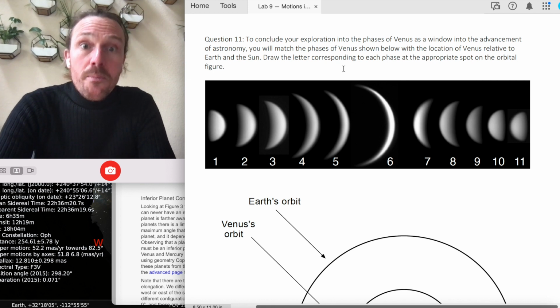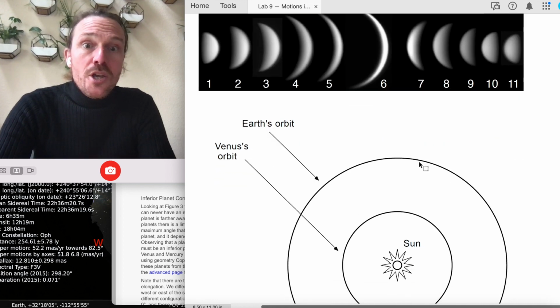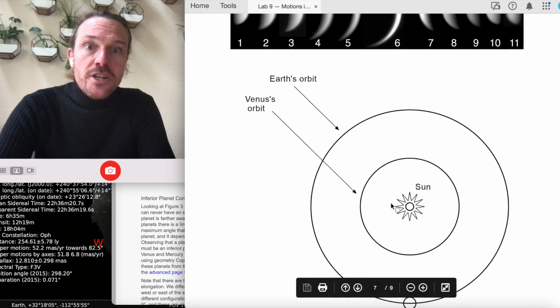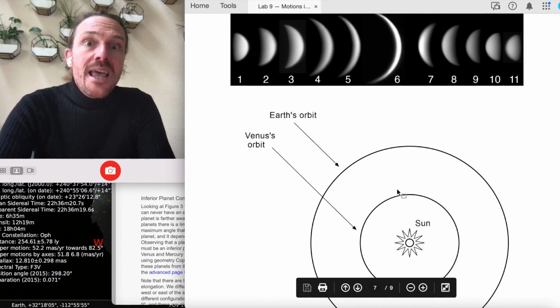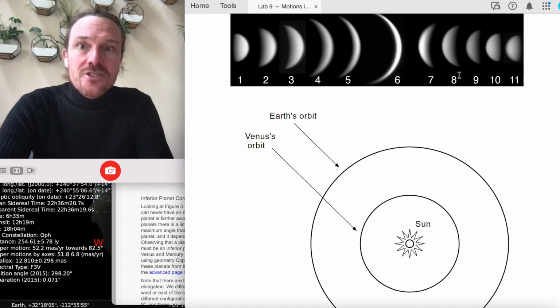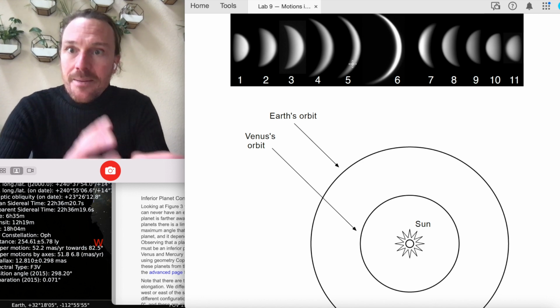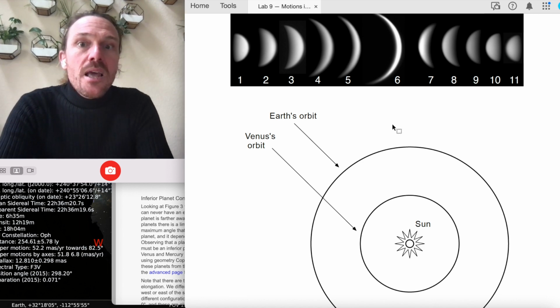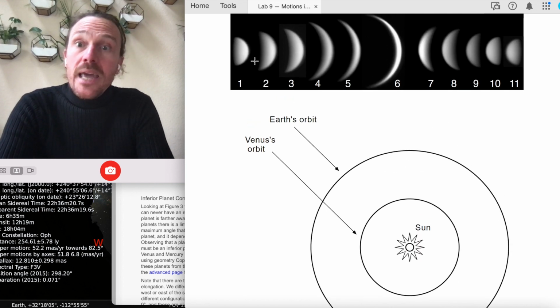Okay, so you will match the phases of Venus shown below with the location of Venus relative to Earth and Sun. Draw the letter corresponding to each phase at the appropriate spot on the orbital figure. I just have a decent sized orbital figure, because some of these will be more packed in than others, and you've got 11 points, so more than the traditional 8. There are some extra ones in here, so you've got to position them all in the right spot. But you are going to have a not complete cycle, because there's not one here that shows a full Venus.